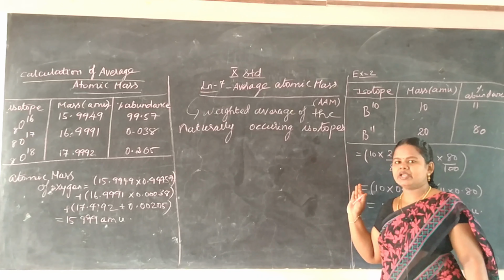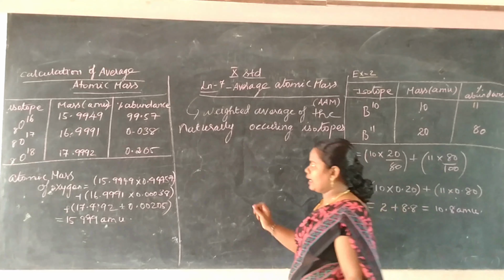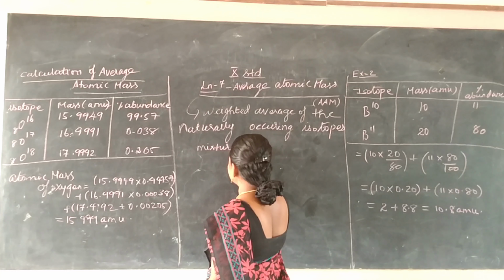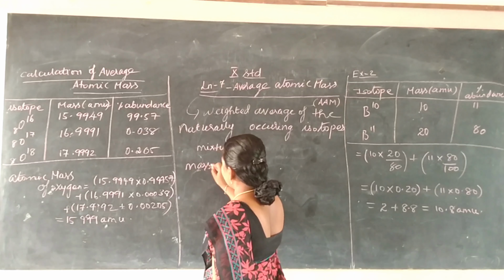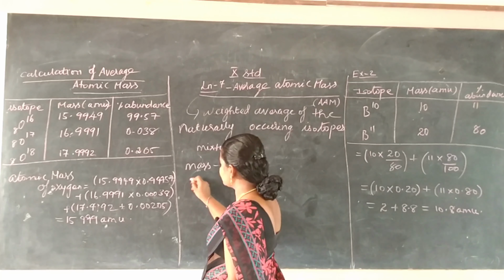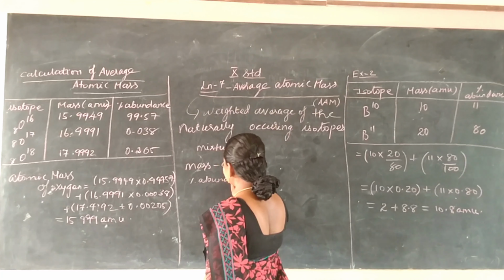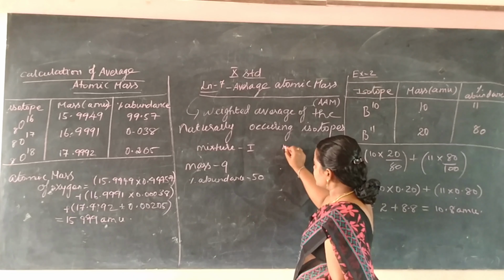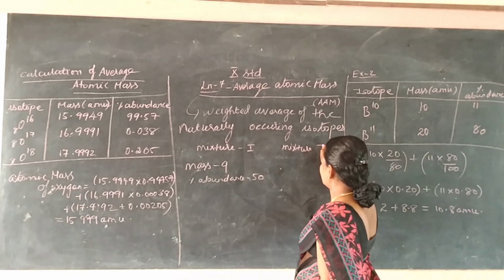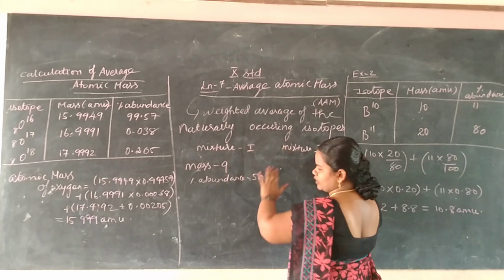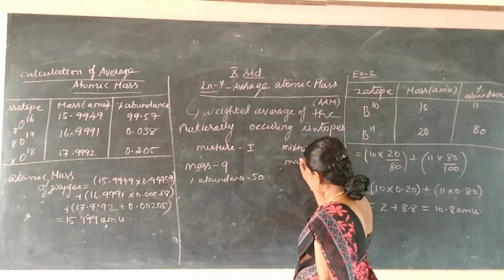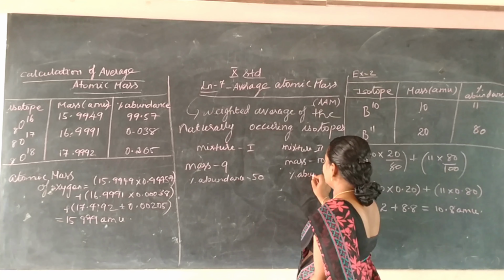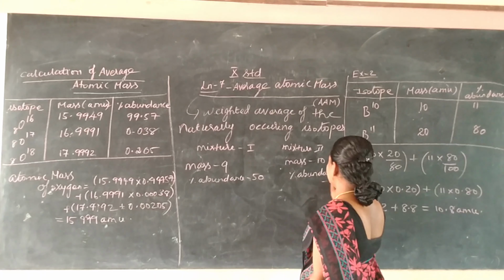I will explain it using an example. Consider isotope 1, which has a mass of 9 and its percentage abundance is 50. And isotope 2, which has mass 10, and its percentage abundance is also 50.